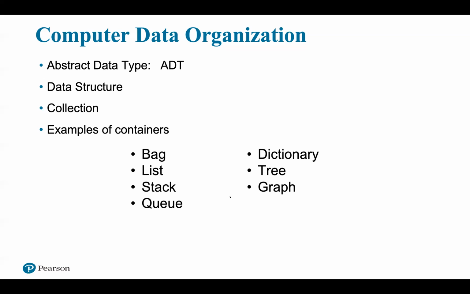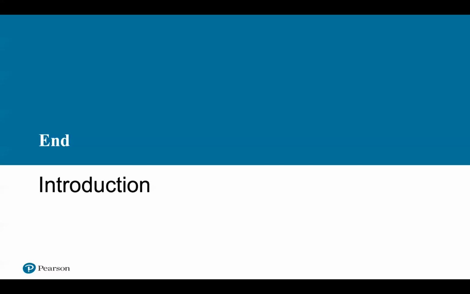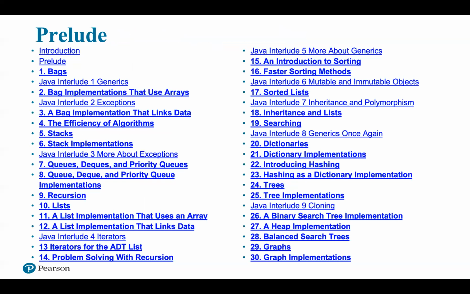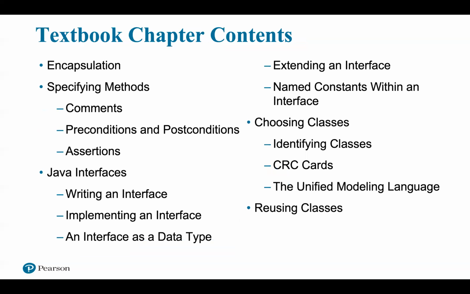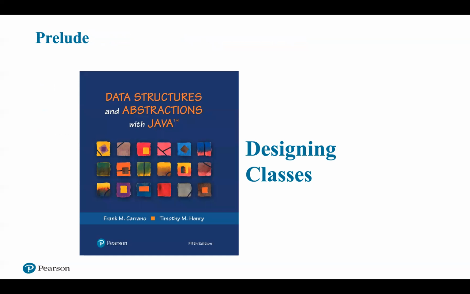Okay, the next section we're going to talk about is in the prelude, and we'll talk about how to design classes, specify methods, and write Java interfaces. Using interfaces and writing comments to specify methods are necessary for our presentations of ADTs. So that ends the introduction, and we'll just move right into this prelude, and you'll get a chance to see a little bit more context for the material in the course.